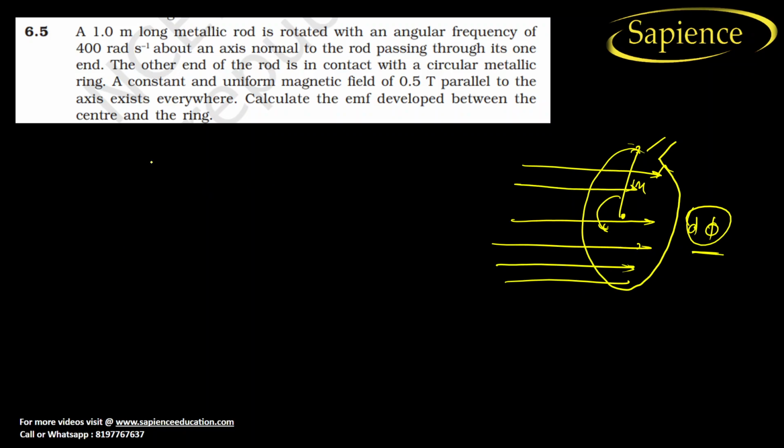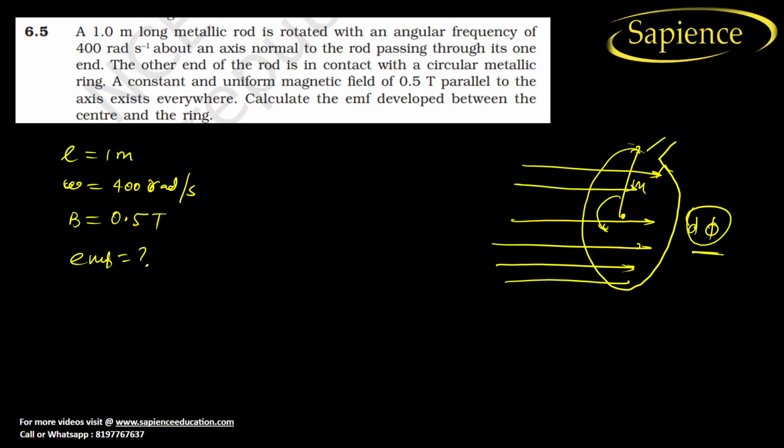Let us see what they have provided. First of all, the length of the rod is 1 meter, and the angular velocity, that is omega, is 400 radian per second, about an axis normal to the rod passing through its end. The other end of the rod is connected with the circular metallic ring, and the constant uniform magnetic field B is equal to 0.5 Tesla. Calculate the EMF developed. So EMF is equal to how much, we need to find out. This is very important, so you need to understand how to solve this type of problem.